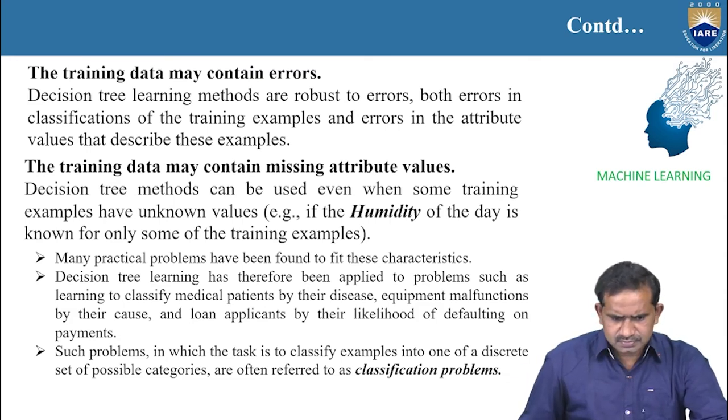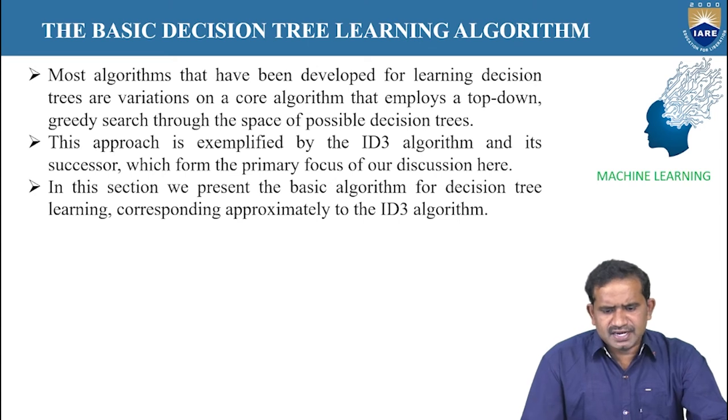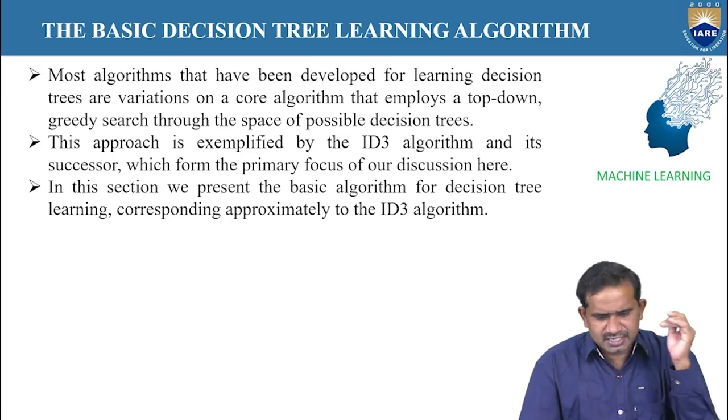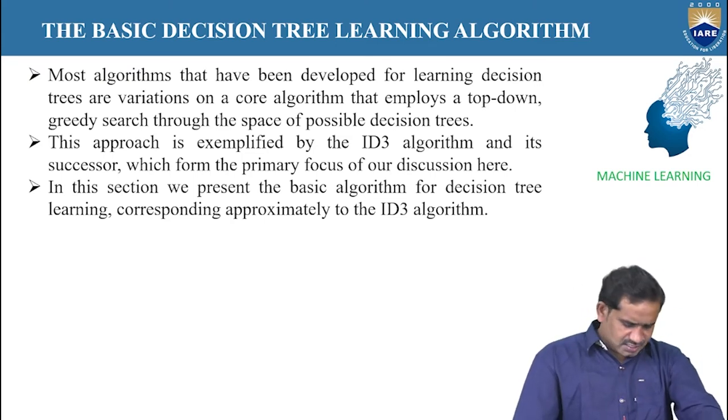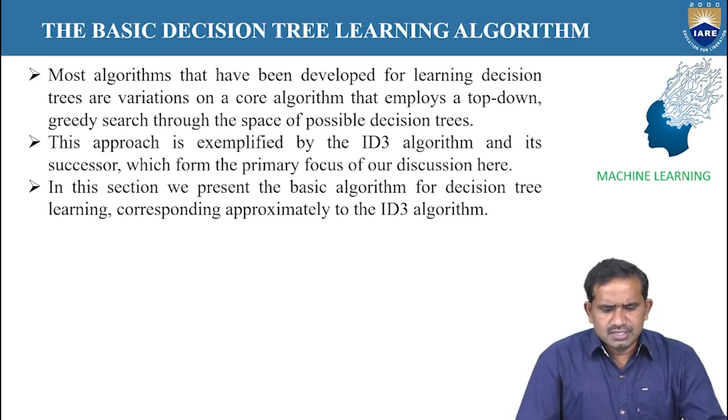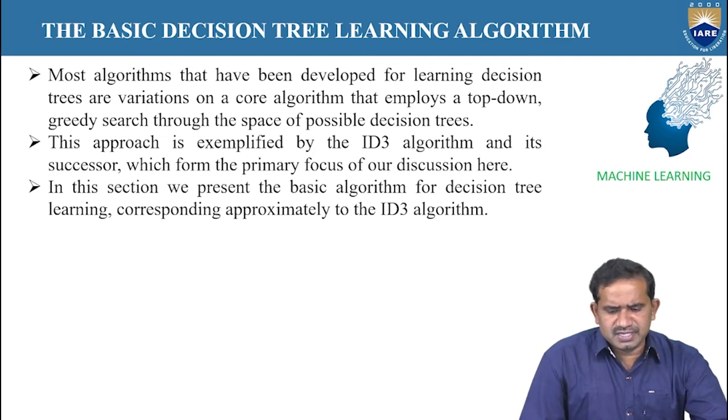Next, the basic decision tree learning algorithm. What are the basics of the decision tree learning algorithm? Most algorithms that have been developed for learning decision trees are variations on a core algorithm that employs a top-down, greedy search through the space of possible decision trees. We are mainly concentrating on how to learn a decision tree, especially through various examples. We can go to the main example of decision tree learning.